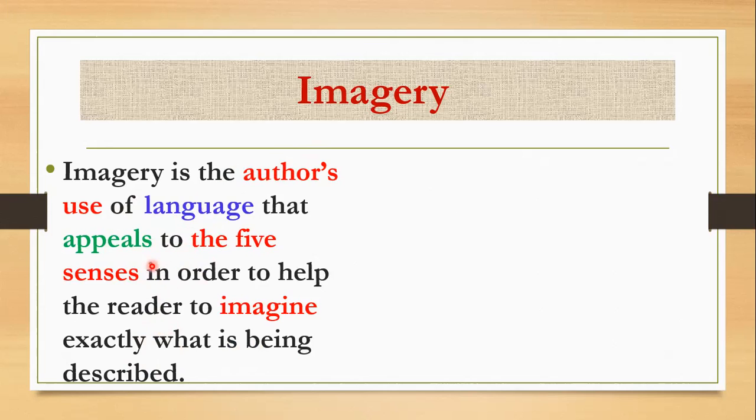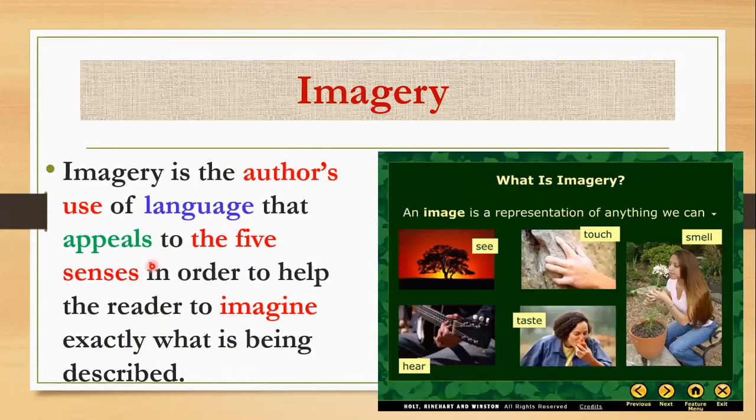You know, the five senses. Let us see this picture. We have five senses: see, hear, taste, touch, and smell. So the writer uses language to describe, for example, such a kind of scene, by words and by sentences. For example, the writer writes that there was a big picture and the sunset there.